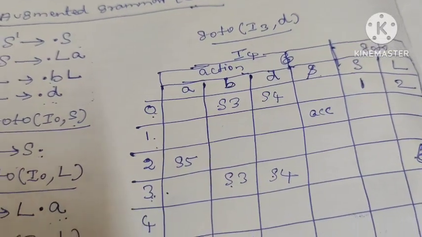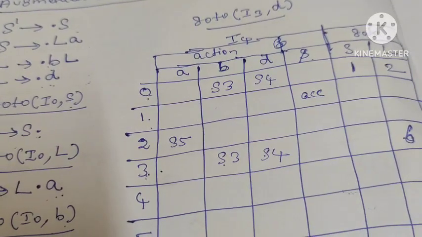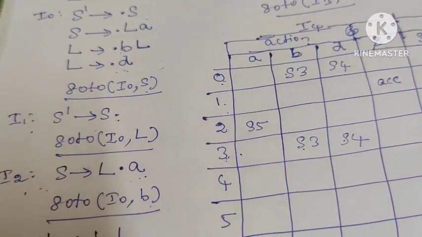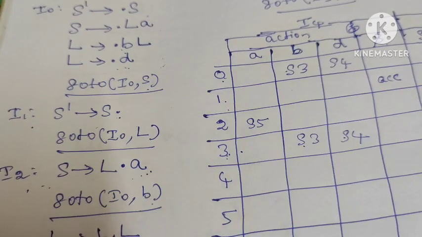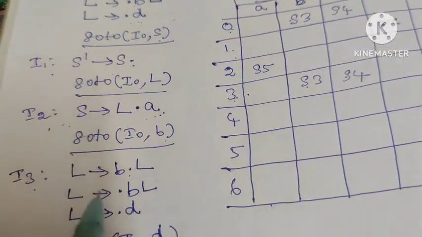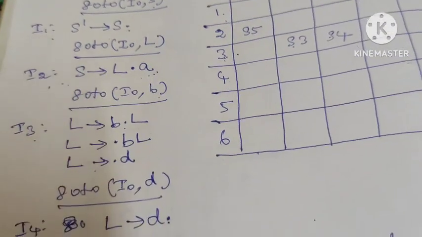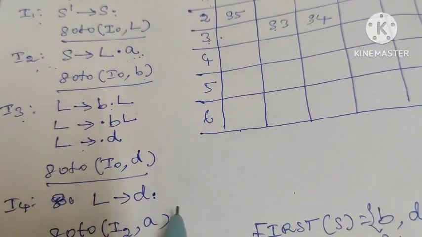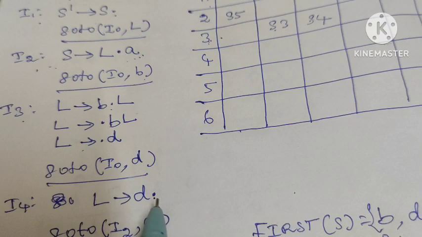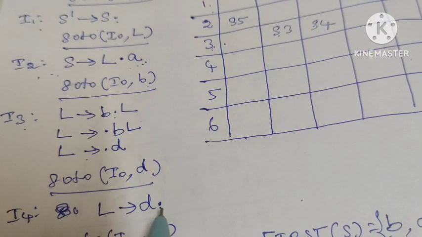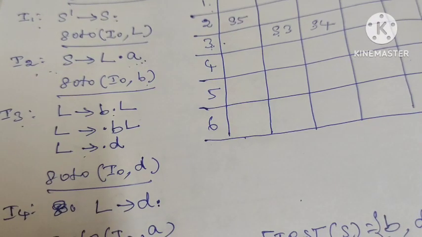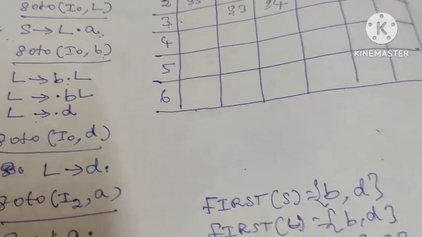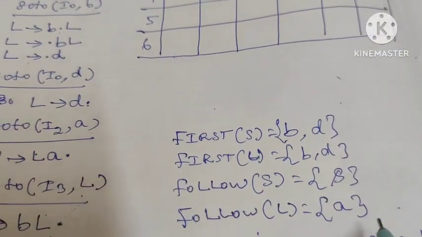Now we will go and see item set 2. In item set 2, a dot is not at the end. In item set 3, dot is not at the end. In item set 4, we have L tends to D dot. Now here comes the issue. When you have L tends to D dot, we have to see what is follow of L. Now follow of L is A.